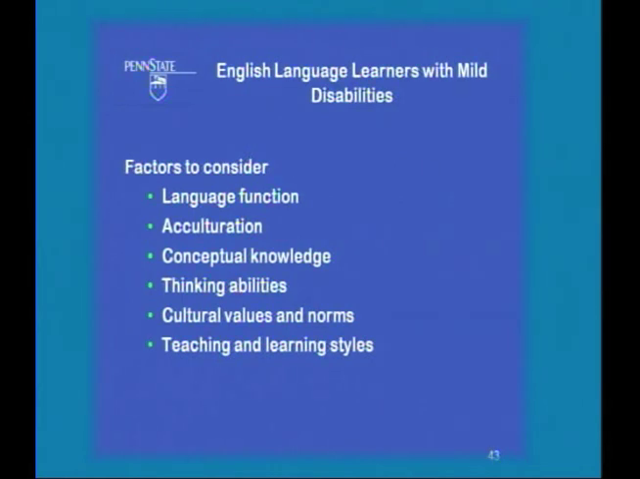This is often characterized by students that have significant difficulties compared to a student with just a single disability. The strengths of a student are often masked when they have coexisting disabilities, and in the same way their needs are masked. There are special factors to consider for English language learners with mild disabilities. Teachers should consider their language function, acculturation, conceptual knowledge, thinking abilities, cultural values and norms, and teaching and learning styles.